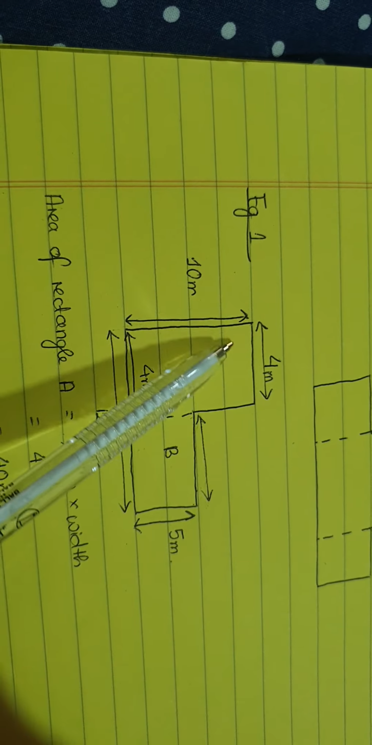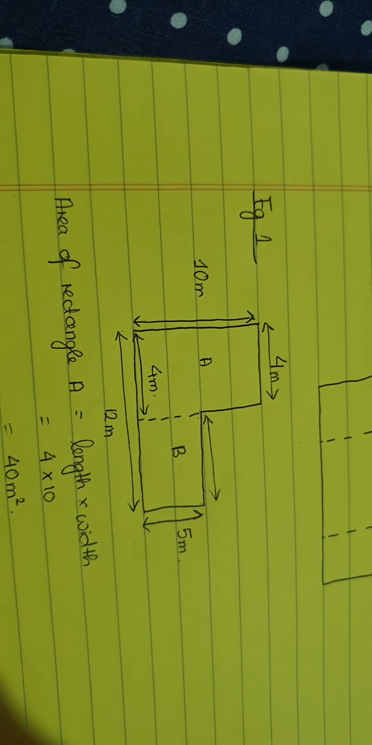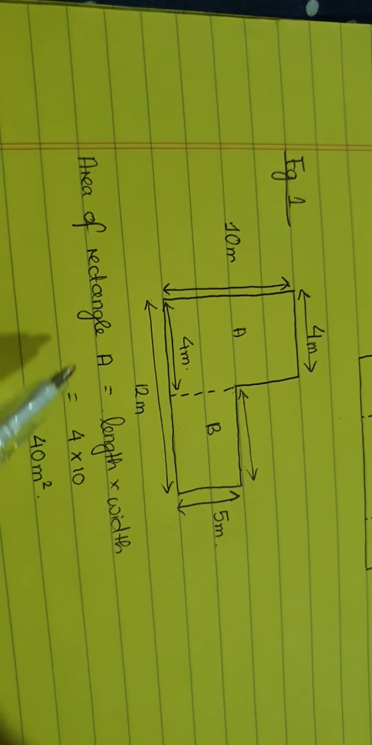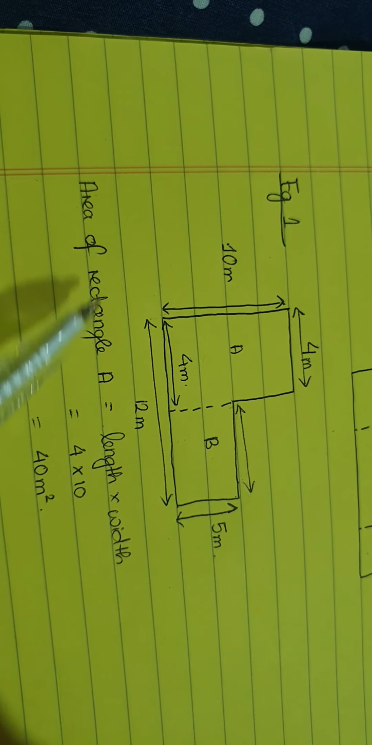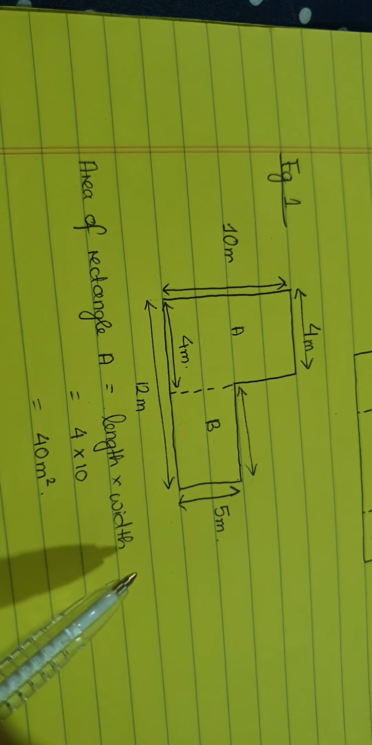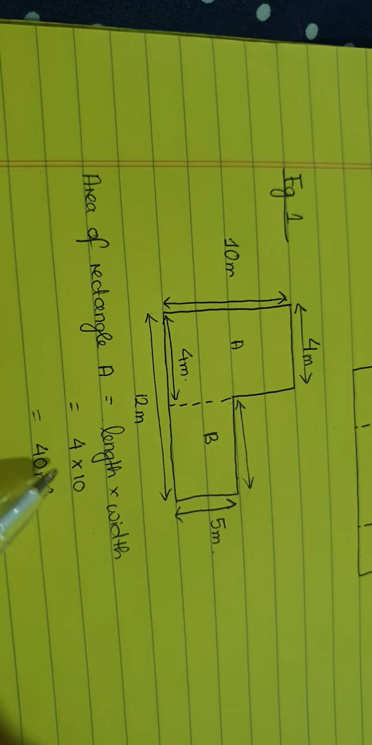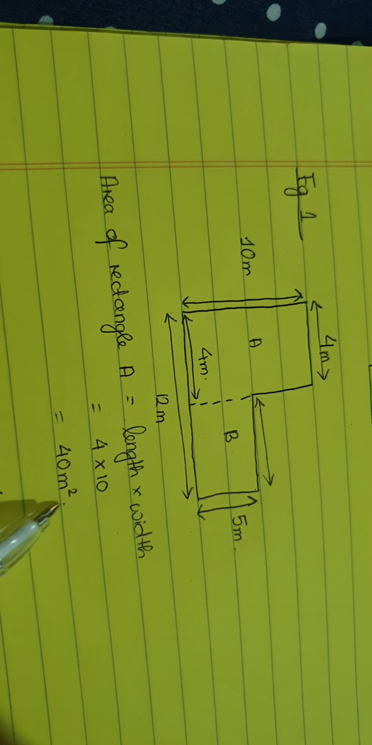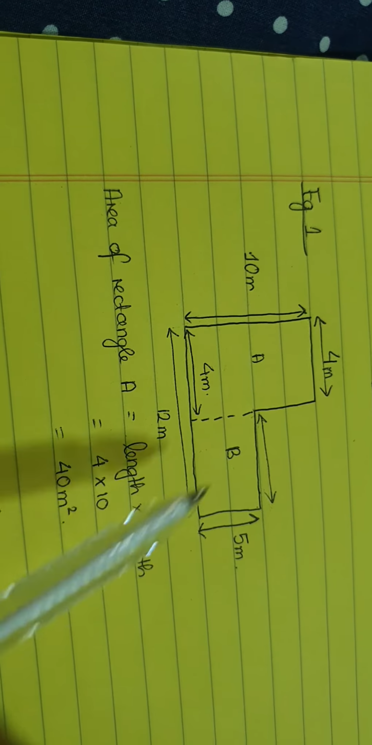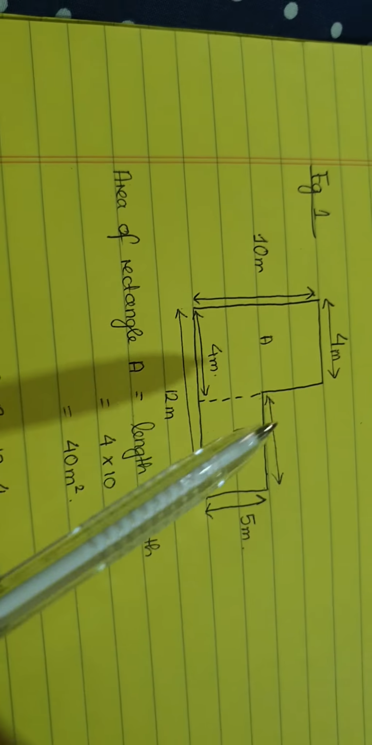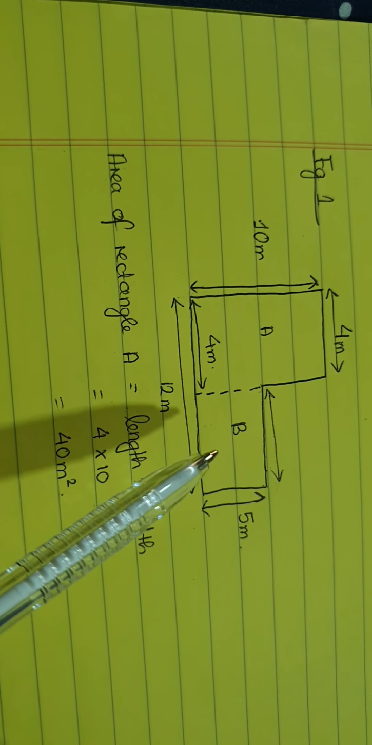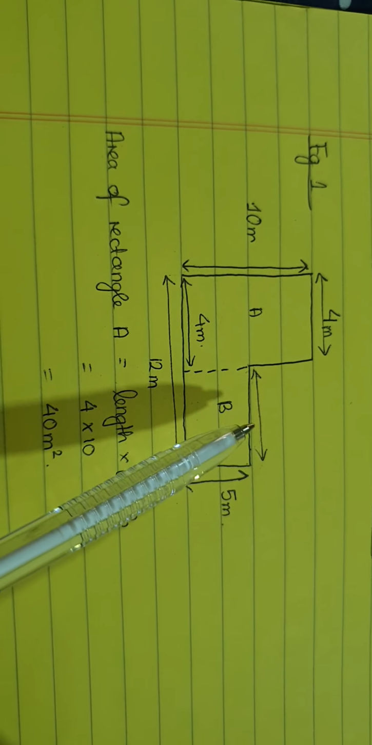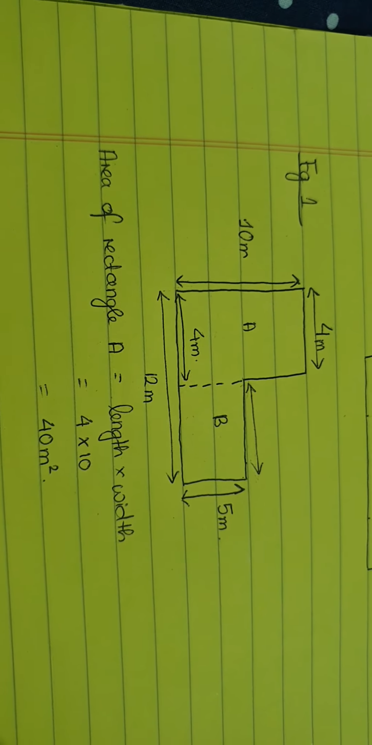This is pretty simple. The first one, area of rectangle A, because you have two sides already. So you have the length and the width. Area of rectangle A equals length into width, which is 4 into 10 meters. So that is 40 meters square. You already got the area of rectangle A. But now look at rectangle B. You don't have the length. You have to find the length in order to find the area.